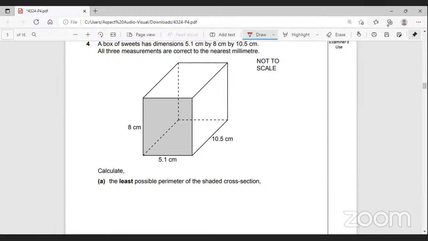But what are we going to do now? Its perimeter is basically not volume. So how are we going to attend to that question?